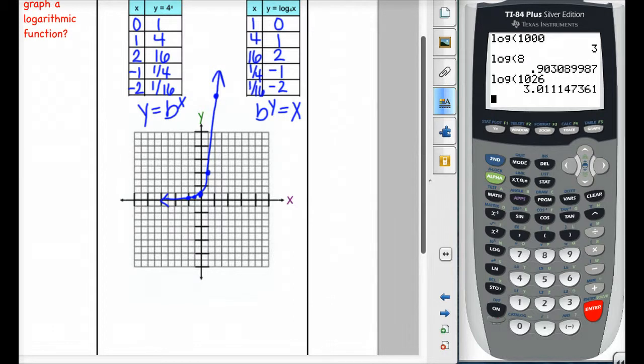If I graph the logarithmic function, we have 1, 0, 4, 1, 16, 2, 1/4, negative 1, and 1/16, negative 2. So as you can see, basically it means that your domain and your range are going to flip-flop each other, and it's going to occur across our line of y equals x.